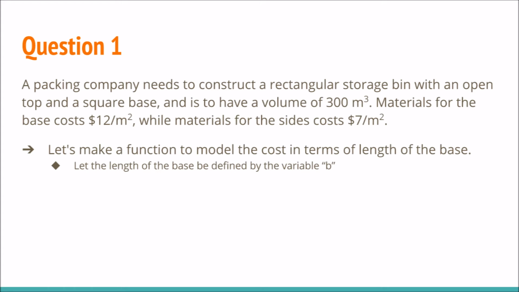Okay, our packing company needs to construct a rectangular storage bin with an open top and a square base, and is to have a volume of 300 cubic meters. Material for the base costs $12 per square meter, while material for the sides costs $7 per square meter.